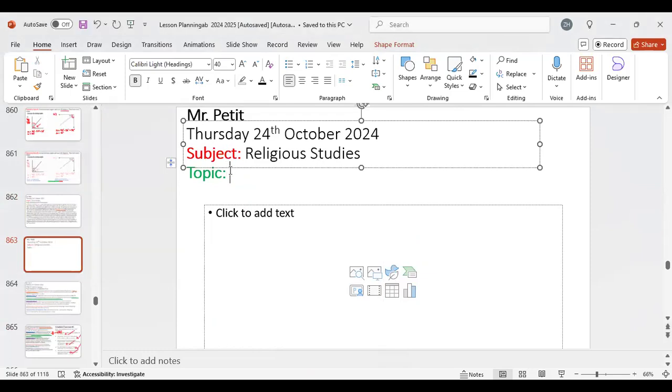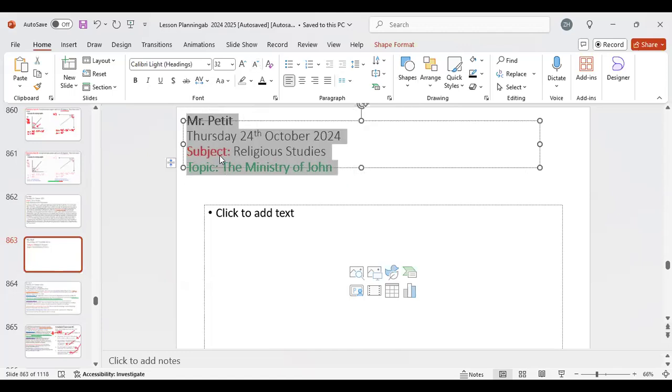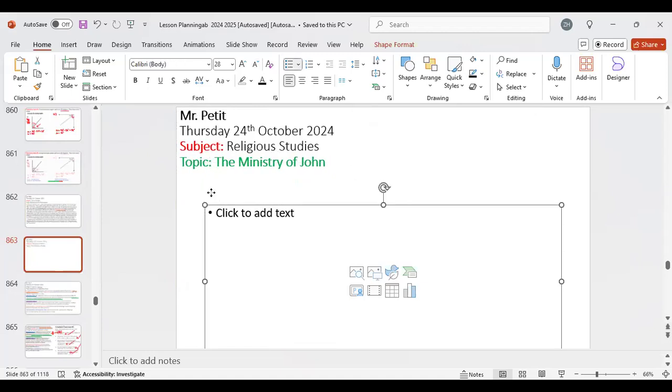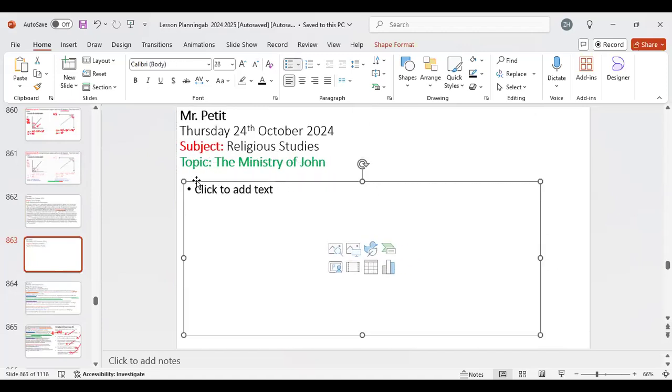All right, so we're gonna move on to religious studies. We're gonna be looking at, write this down for me, please, the ministry of John. When we talk about John, we're obviously referring to John the Baptist. Where did John live? In the wilderness, right? And what did he eat? He ate locusts and wild honey.